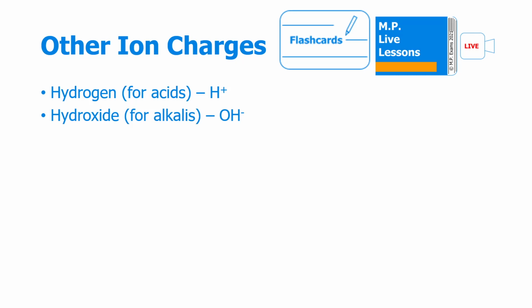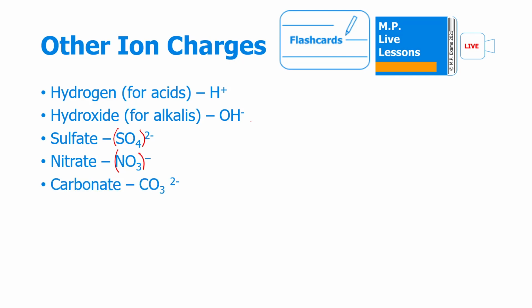Some other charges you may need to know are useful. For example, hydrogen can become an ion by losing 1 electron to become positive. Hydroxide ions are found usually in alkalis, which are bases with a high pH. These have OH minus ions. Some of the ones you may need to know are sulfate ions, SO4, with a 2 minus charge, nitrate ions, with a 1 minus charge, and carbonates with a 2 minus charge.